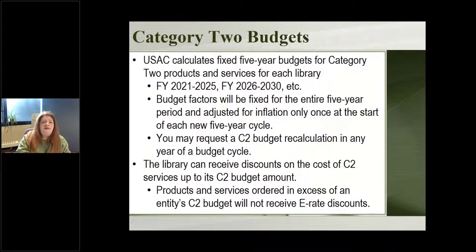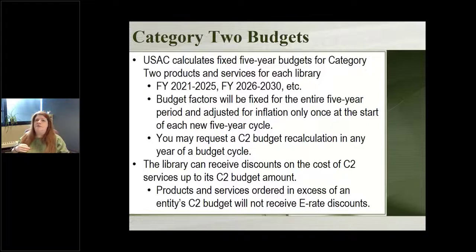They do not adjust it throughout that five-year cycle for inflation or anything. It's just in the beginning. So in 2021, the amount you received was determined, and then you have to wait until 2026 for them to determine the next five-year cost. However, you can request a budget recalculation anytime in the budget cycle.